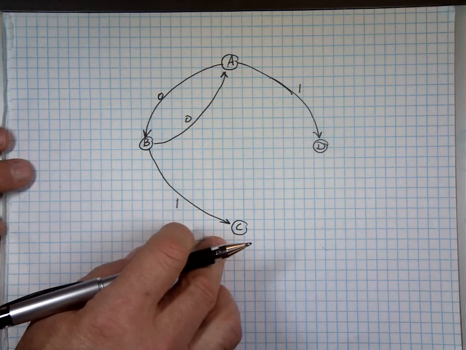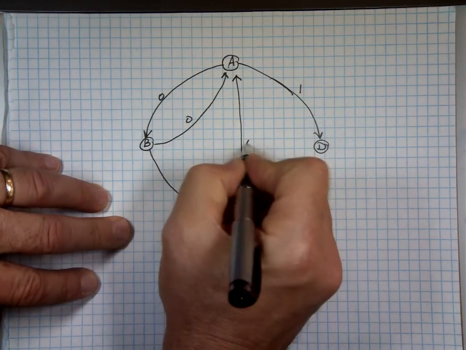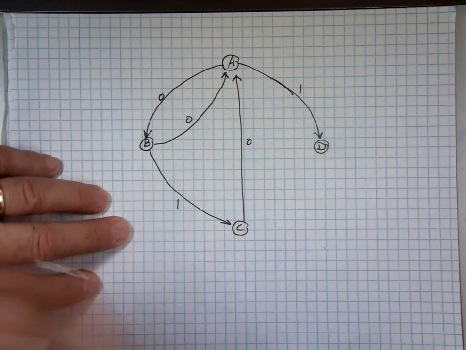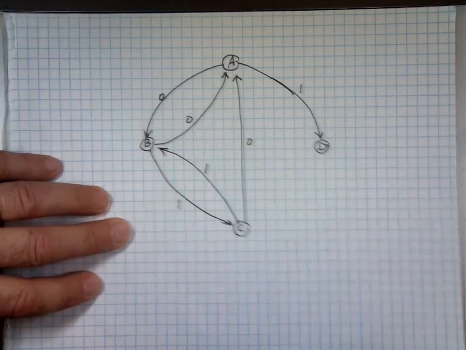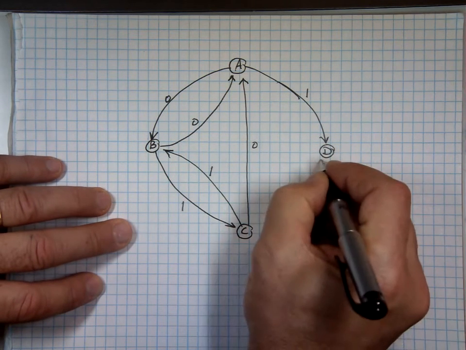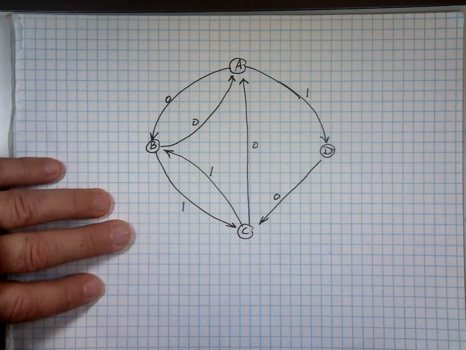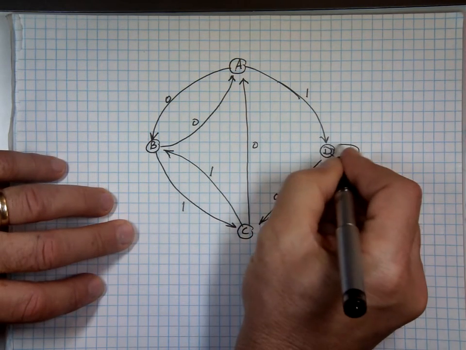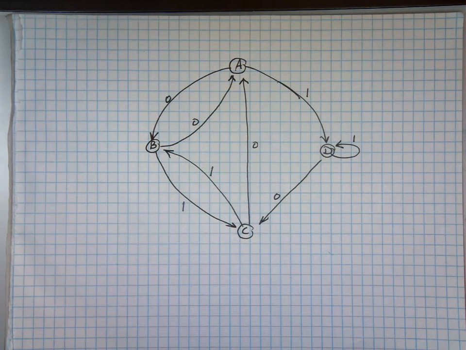If I am at C and my input is 0, I'm going to go back to A. And if it's 1, I'm going to go back to B. And if I'm at D and I get a 0, I'm going to go to C. And if my input is 1, I want to stay at D. I want to build a circuit that will behave like this.